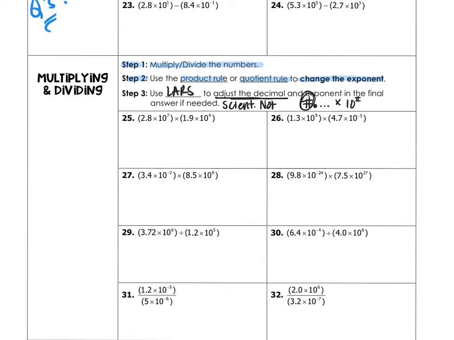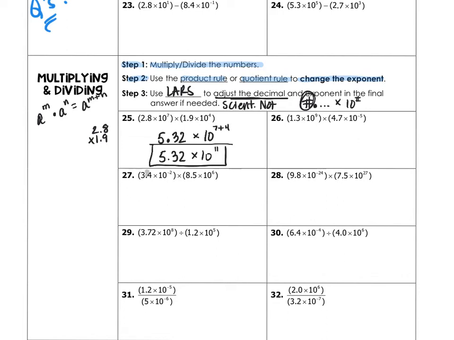So for 25, you will multiply 2.8 times 1.9, which if you do that computation, you'll get 5.32 times 10 to the 7 plus 4, because the product rule says a to the m times a to the n equals a to the m plus n. So the final answer would be 5.32 times 10 to the 11th power.